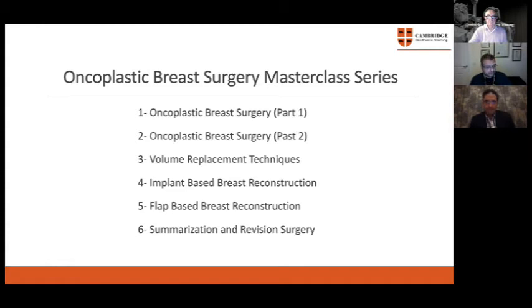I want to try to cover as much as possible from oncoplastic breast surgery. It's a very wide, broad specialty now. Breast surgery is not only wide local excision and mastectomy like in the past. So the idea is 6 sessions.